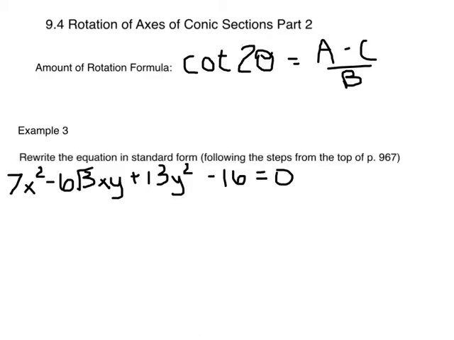For example 3, we can see that there is a radical in this equation. This changes how we would use the non-degenerative formula. There are a couple of ways we can go about doing this, and the first way for you to learn is to be able to rewrite this in standard form. So when we are finished, we should have something that looks like the equation for a circle, an ellipse, a hyperbola, or a parabola. We're going to follow the steps from the top of page 967.